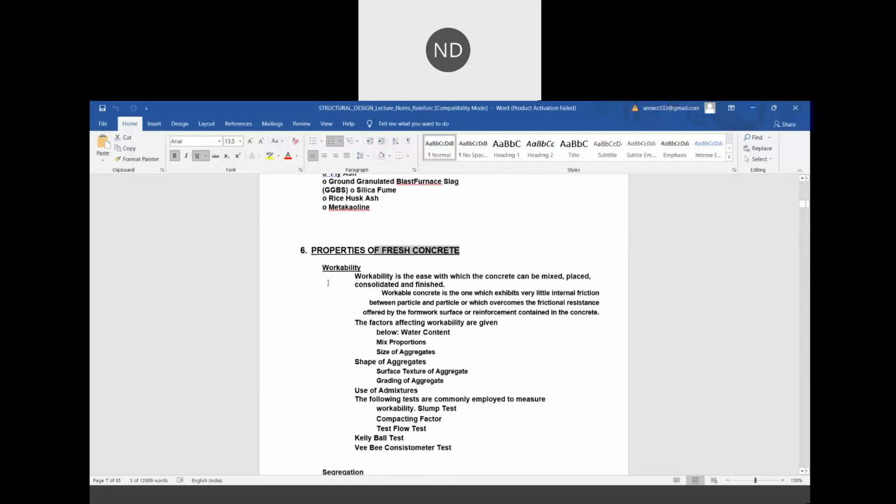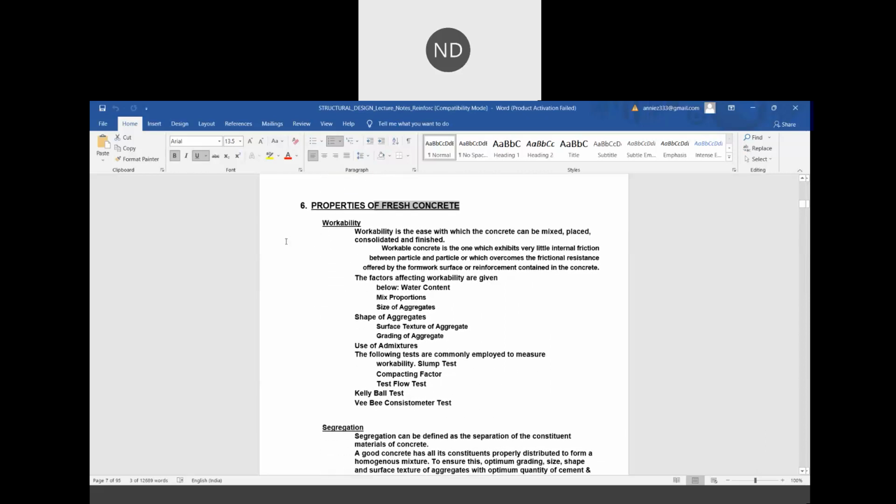Okay. Now, when we talk about the properties of fresh concrete, the most important one is workability. Your concrete should be workable. What is workability? Workability is the ease with which the concrete can be mixed, placed, consolidated and finished. So this is your fresh concrete property.